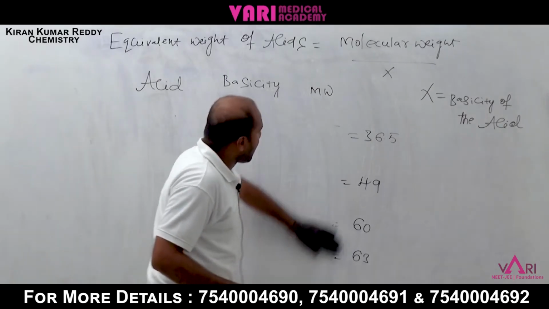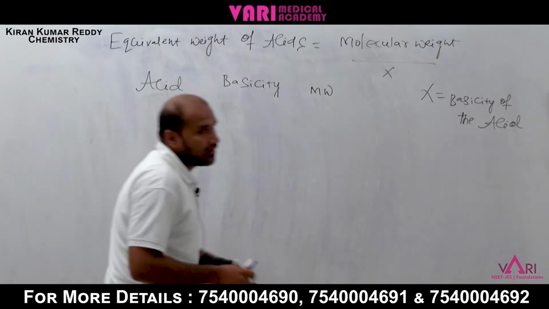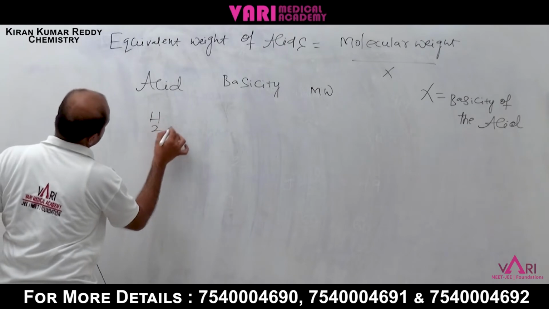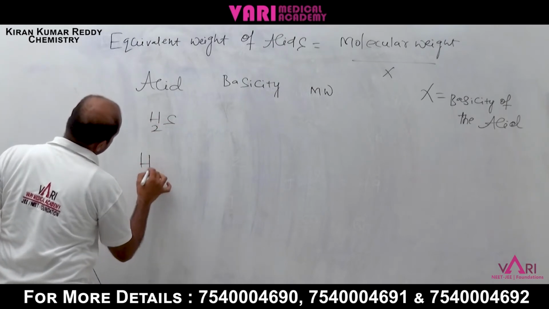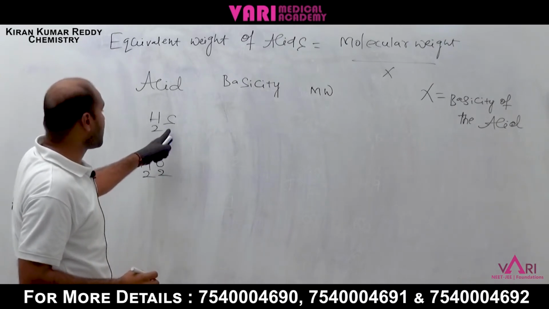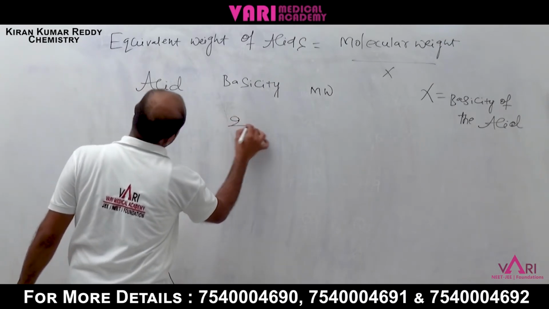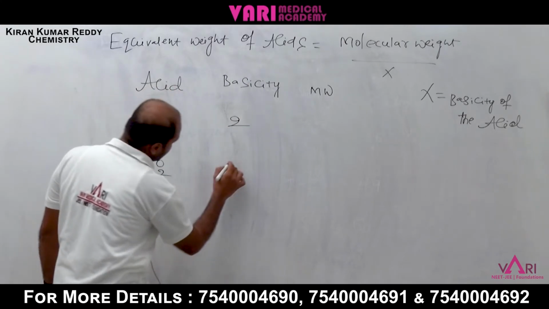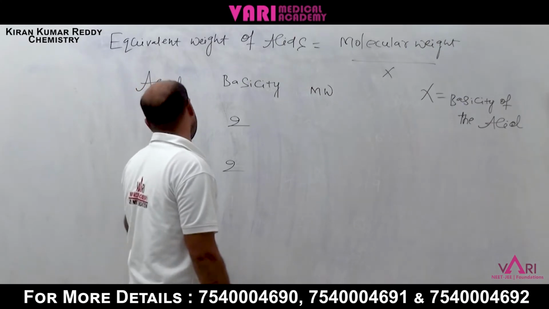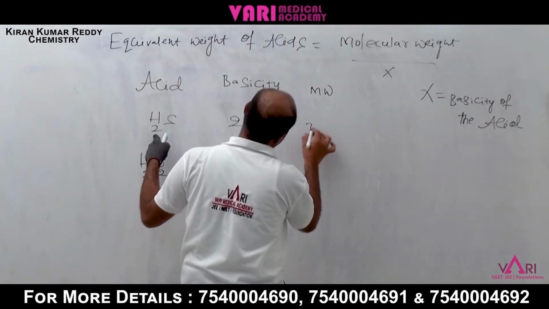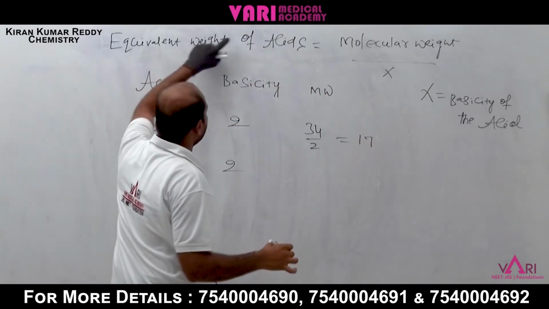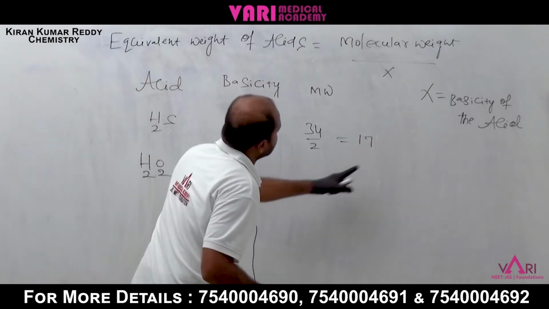Next one is another example, H2S, and another one is hydrogen peroxide, H2O2. In H2S, what is the basicity? Number of replaceable hydrogens, basicity is equal to 2. Now sulfur 32 plus 2, 34. 34 by 2, that is equal to 17. Equivalent weight of the acid H2S is 17.